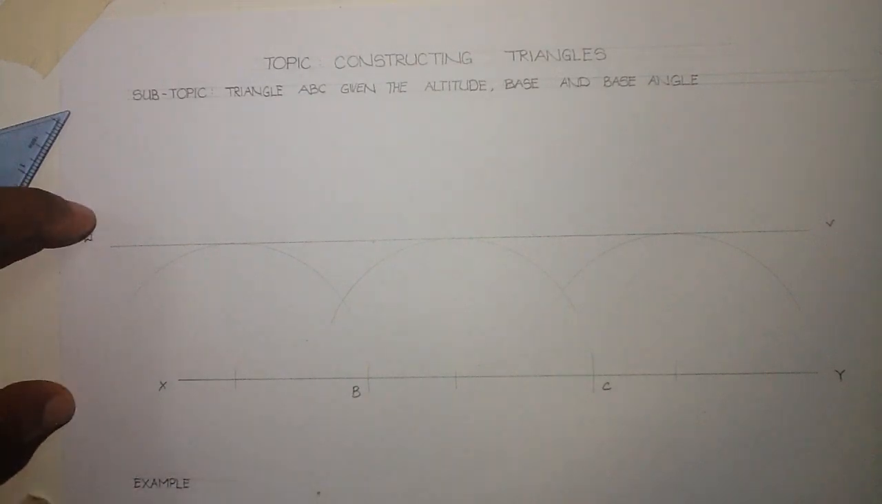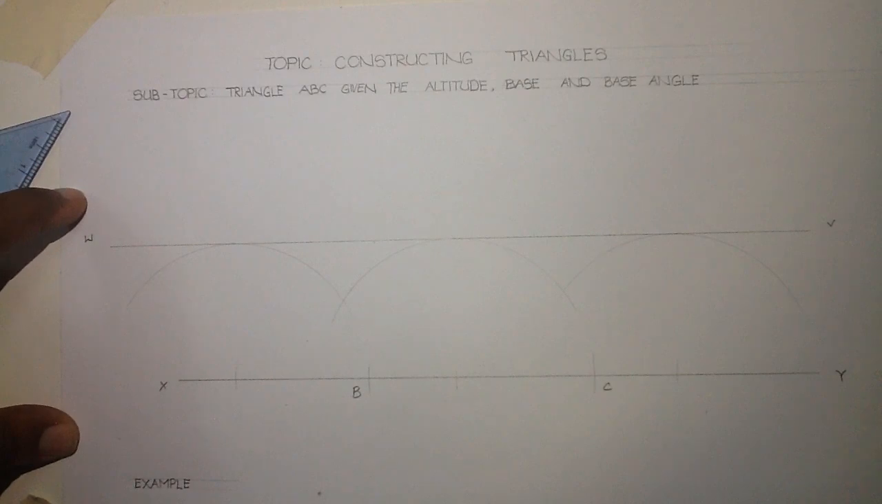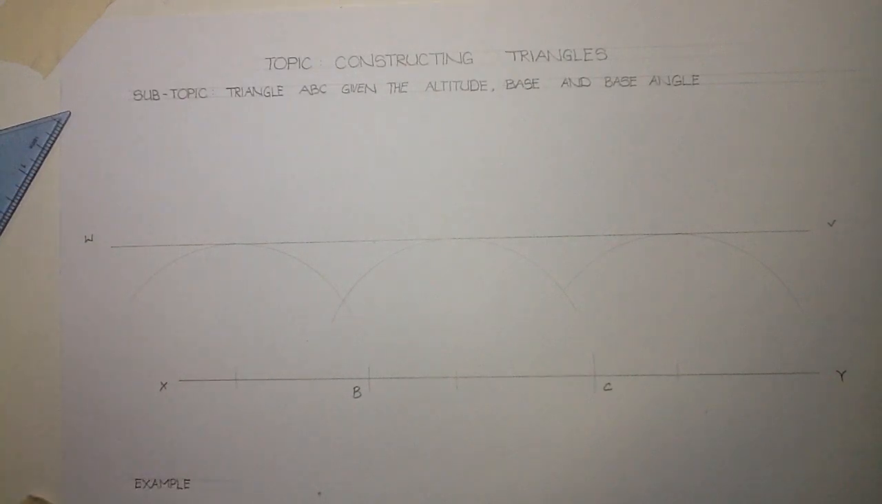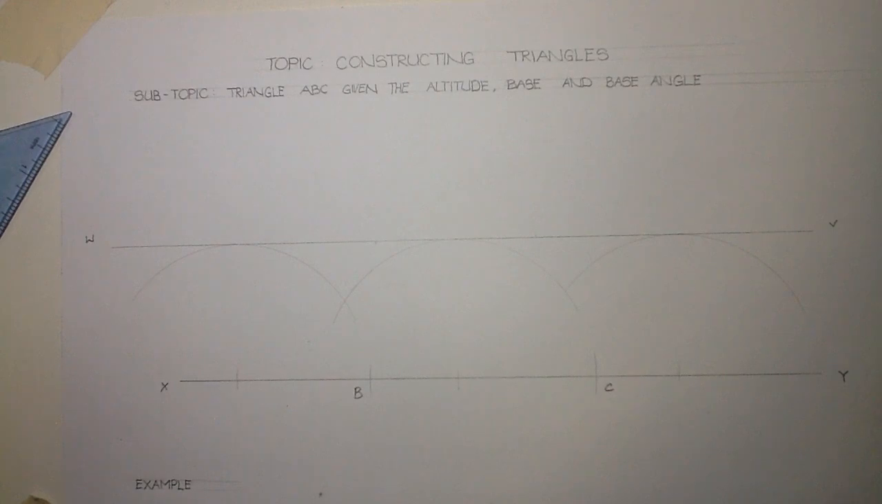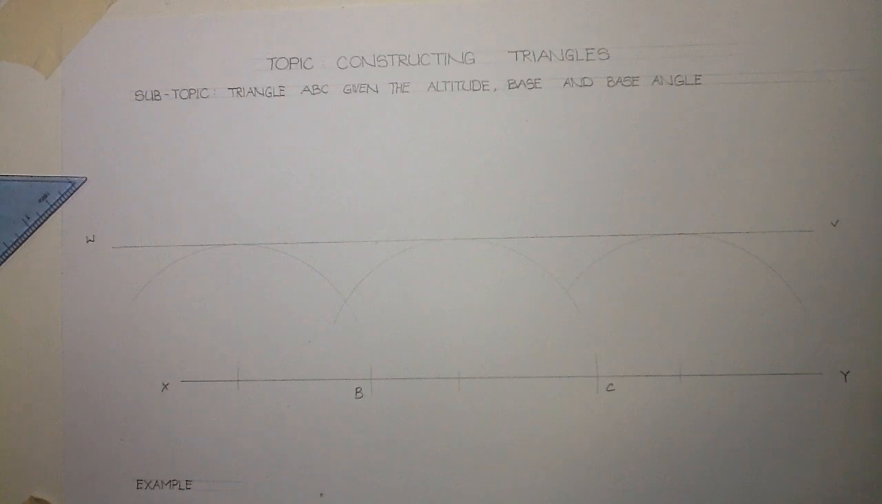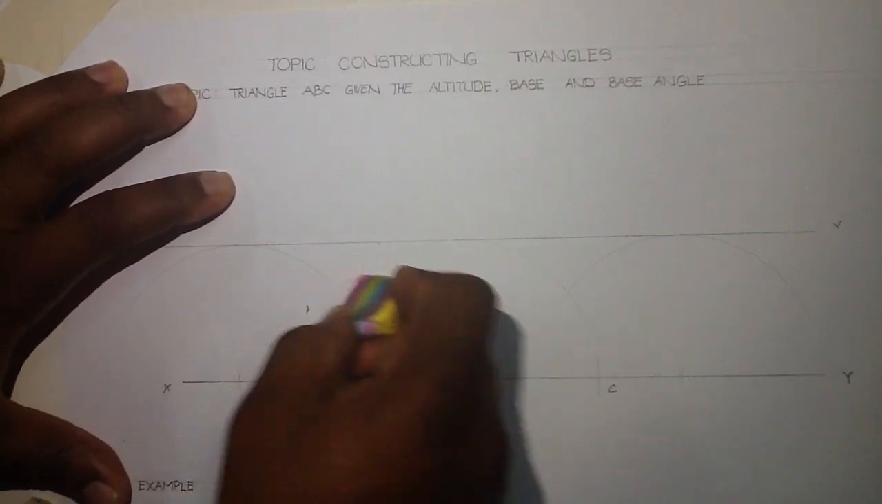Our altitude, 55 millimeters, is the distance between our line WV and XY. We have our base BC, 90 millimeters. That's our line segment found on our line XY. And we're now going to construct our 90-degree angle at point B. Those of you who may have mastered that already from our previous videos, you could continue on. But this here is rather easy.